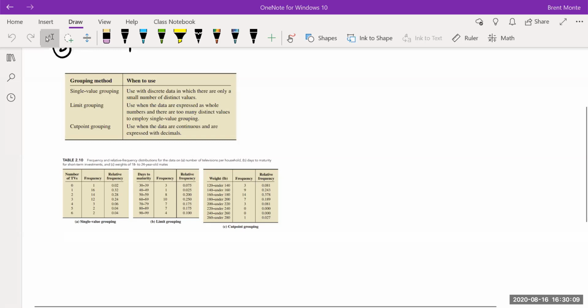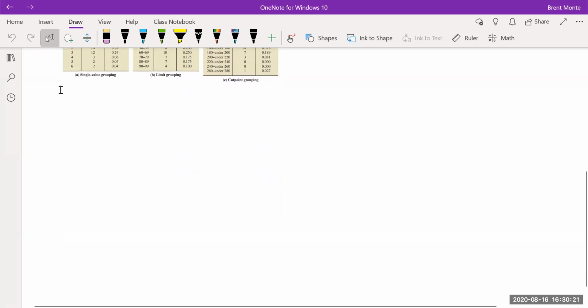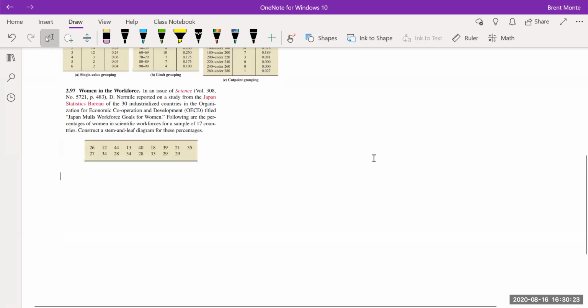Okay, and with that, when we think about it, we should be able to do an example of this type of thing and really understand what's going on. So let me scroll this up a little bit. I'm going to paste that in there. And here's an example, 2.97.